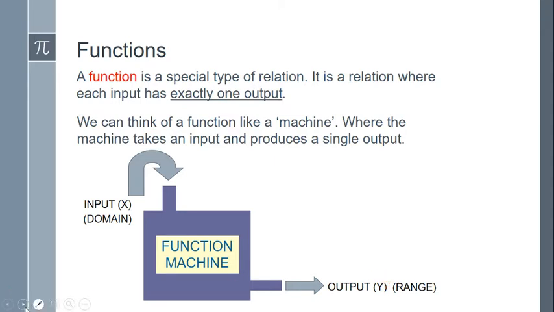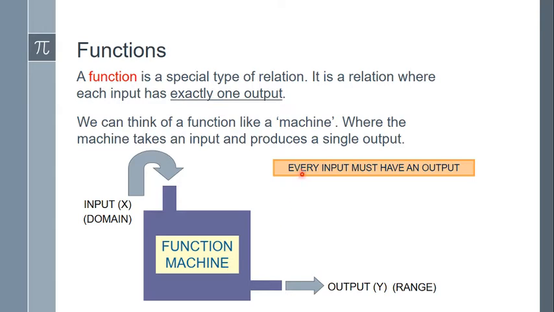So what we have to remember here are three basic things. And if you remember these three things, you're going to be fine recognizing functions when you see them. First, every input must have an output. That's what we said there. So I can't put in an input, whether it be a number or the name of a student, and nothing comes out of the machine. That would make it not a function.